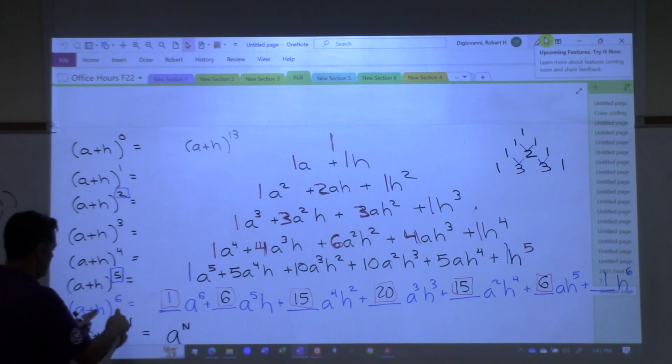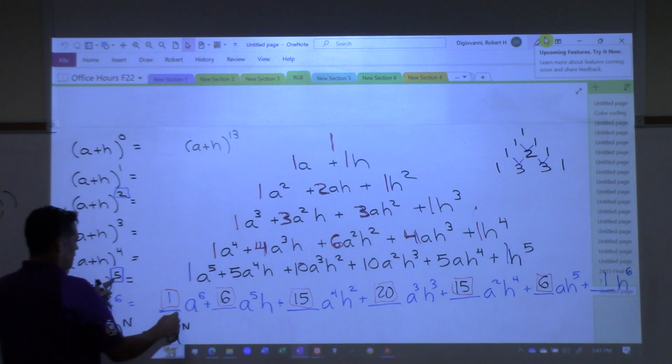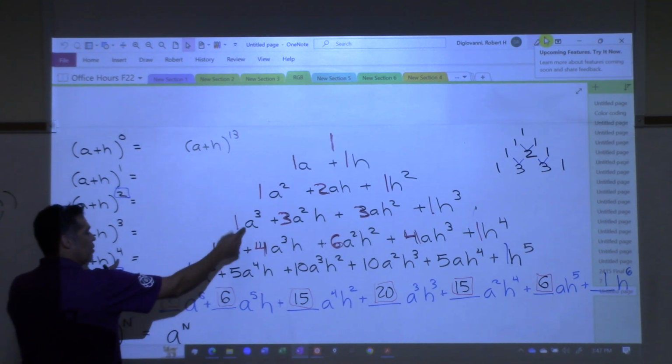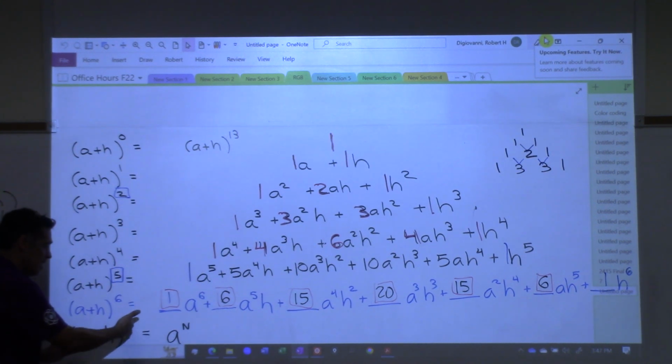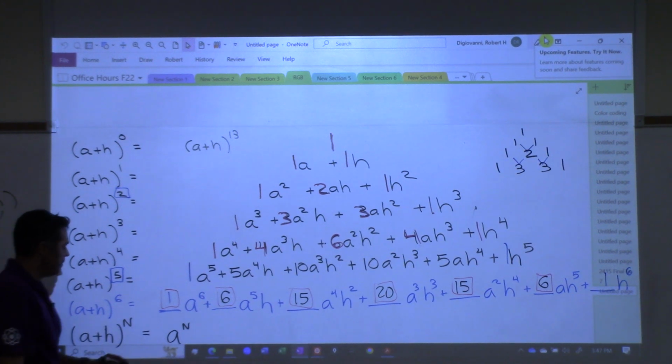All of these match, right? 6th power, a to the 6th. 5th power, a to the 5th. 4th power, a to the 4th, right? So a plus h to the n, the first one should be a to the n. Plus.